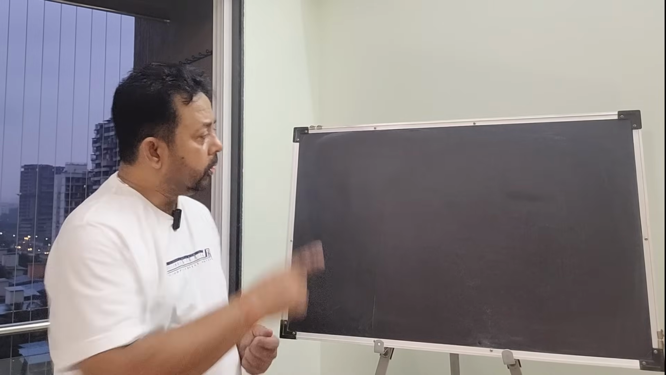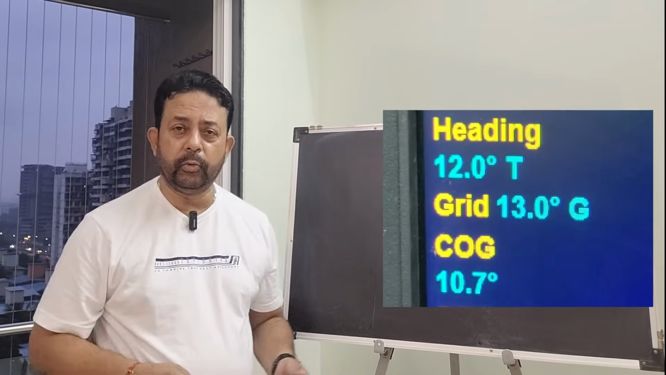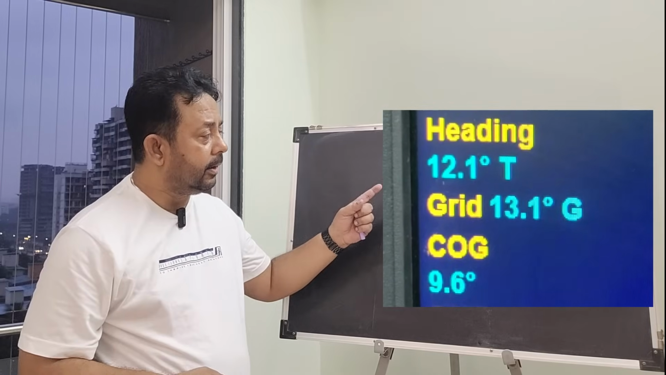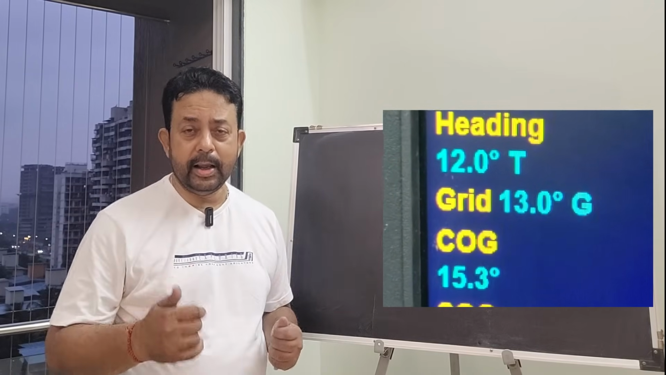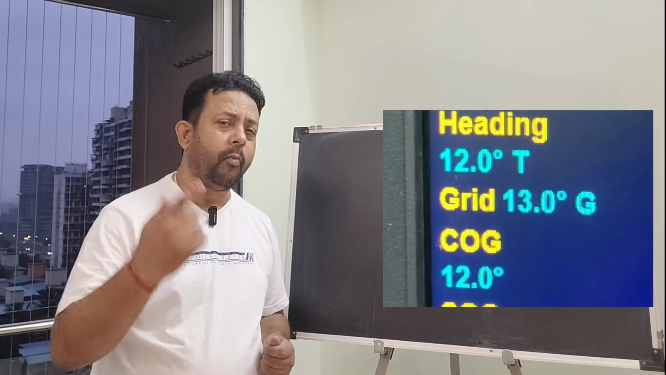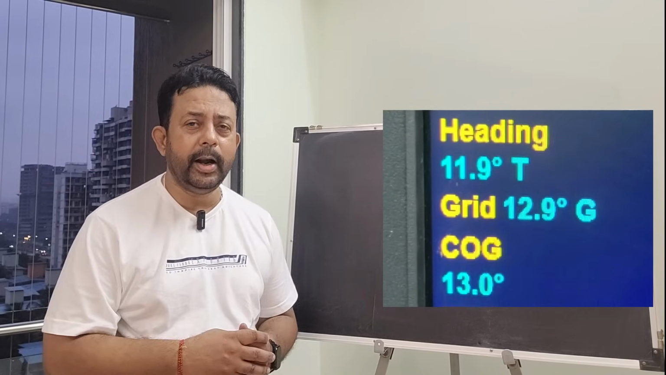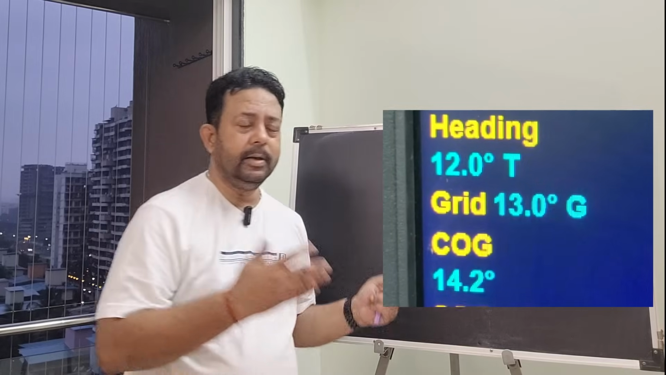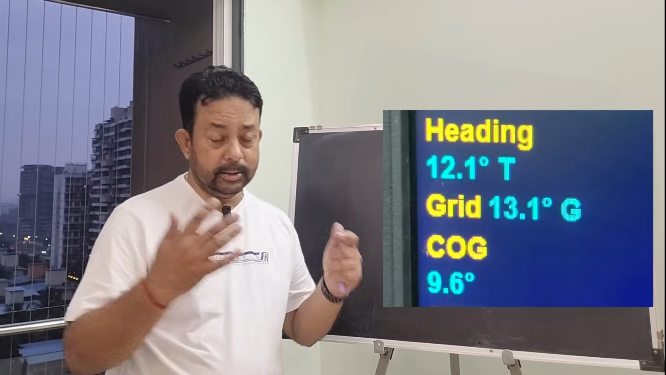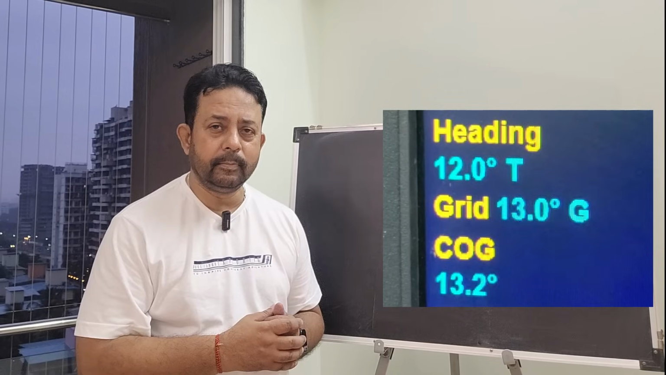Now I want you to look at this video very carefully. You will see that there is a difference between the true heading and the grid heading. And the grid heading is about 1 degree more than the true heading. But why? What does that mean, that the grid heading is more than the true heading?